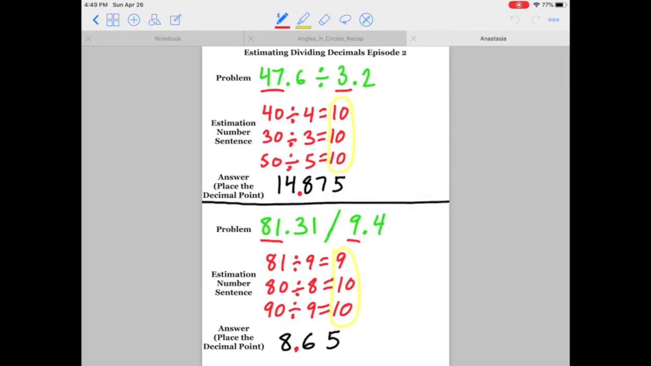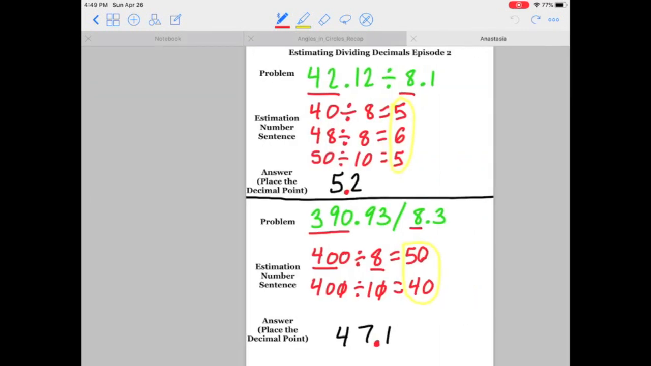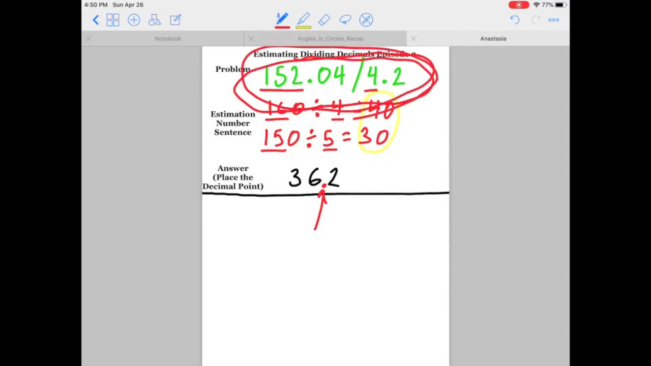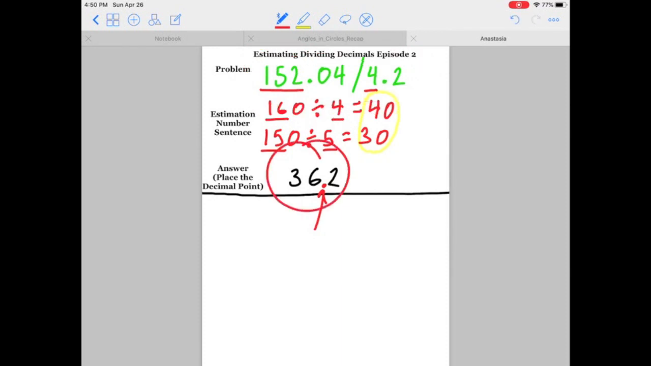Rewatch the video if you have any questions. Think about friendly numbers and fact families that will work. Numbers with 0 are also great. And all you're doing, you're not finding the exact answer. You're just placing the decimal point, because the answer to 152.04 divided by 4.2, the answer to that is right here, 36.2. Okay, so all you're required right now to do is place that decimal point.